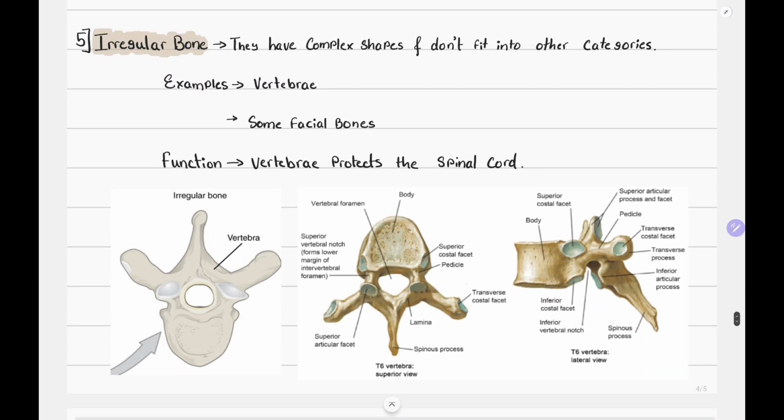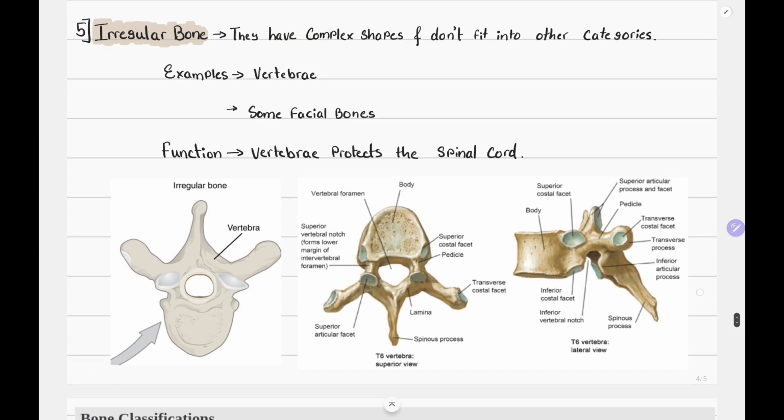Now the fifth and the last category is the irregular bone. If a bone does not fit any of the categories we have discussed above, the bone will be given the title of irregular bone. They have a complex shape and don't fit into other categories. Examples are vertebrae and some facial bones. As you can see, this is the vertebra. You cannot tell any features which are common with regard to the classifications we have discussed above. Basically this bone has three spines and one body and does not obey any rule of classification we have discussed above. The function of vertebrae is to protect the spinal cord, as you must know.